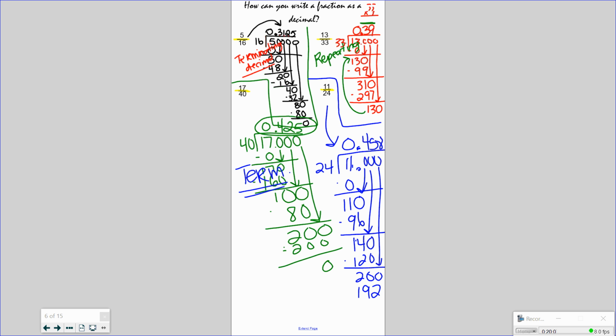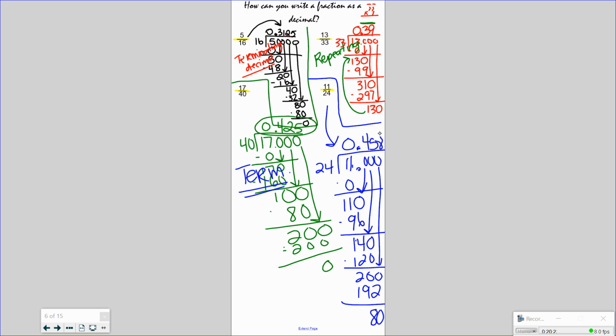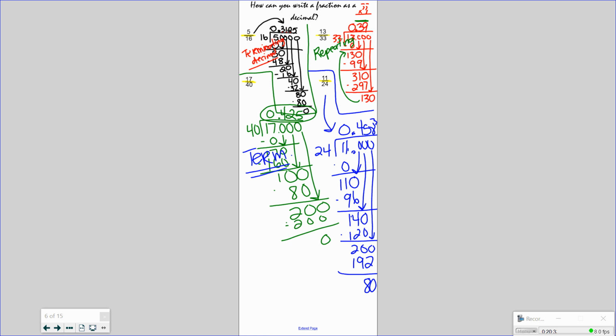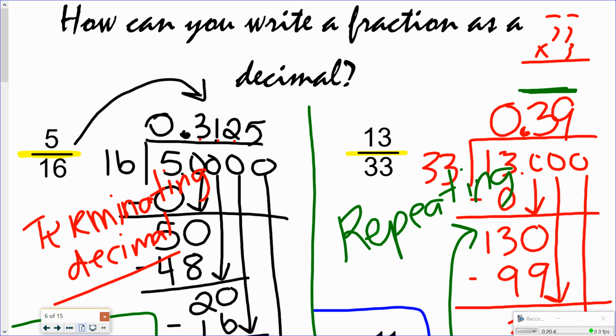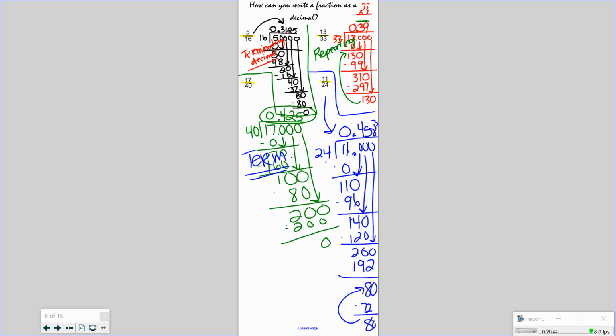192. OMG, I need more space. So we have 8, and then I should drop down another 0, but I have no room. So next to the 8, we have 80 divided by 24, which is 3. 24 times 3. 72. Oh my gosh, they're killing me here. 72. And then it's 8 again, which would be 80 again. Look at how far we had to go to figure out that this decimal is actually a repeating decimal.